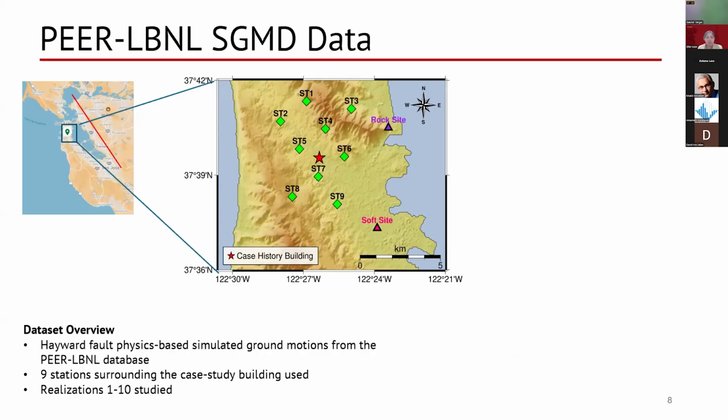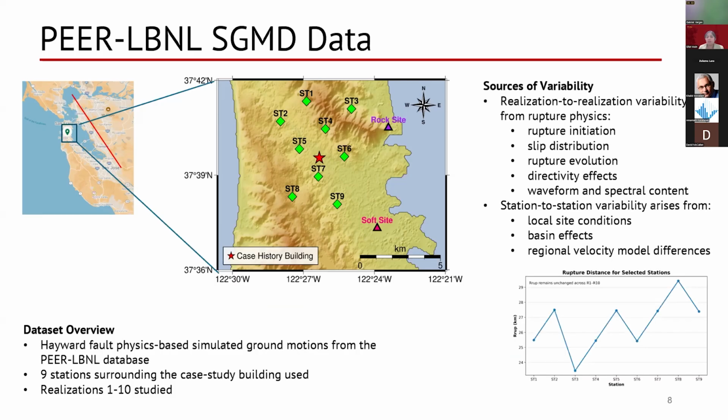So as input motions, we used SGMD data. Here you can see in the red star the site location, and we used these 9 different stations and the input motions from there as our inputs. And we looked at realizations 1 to 10. So far, we do plan to look at other realizations as well. We do see variability from realization to realization and station to station also, because the site condition changes, the velocity model changes for each of the stations.